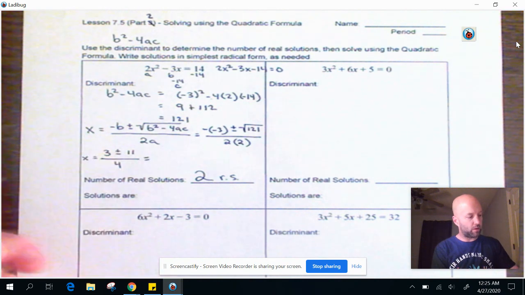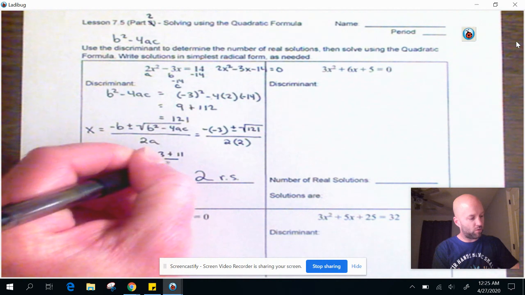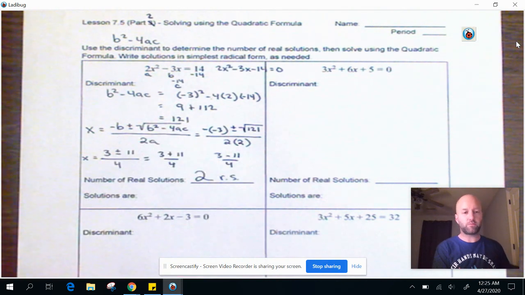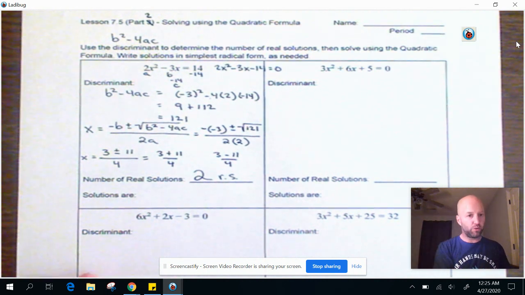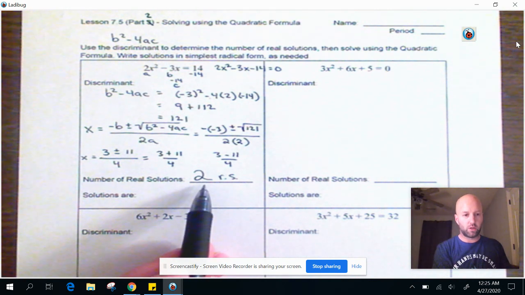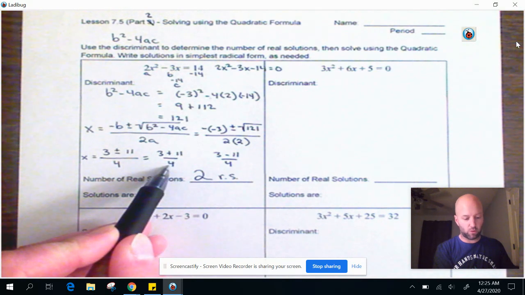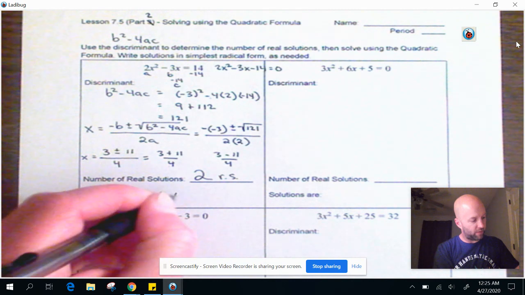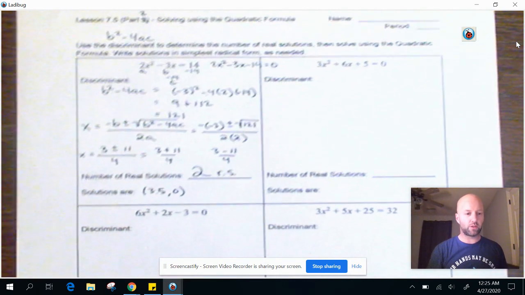Okay, so I'm going to rewrite it right here. So 3 plus 11 divided by 4, and then 3 minus 11 divided by 4. Now, when I do that math in the calculator, I get 2 different solutions. And I already knew that I had two solutions. So one solution, 3 plus 11 is 14 divided by 4 is 3.5, and that's going to be paired with a y value of 0 because all solutions are.